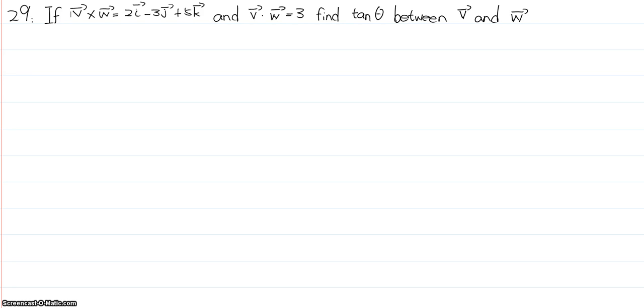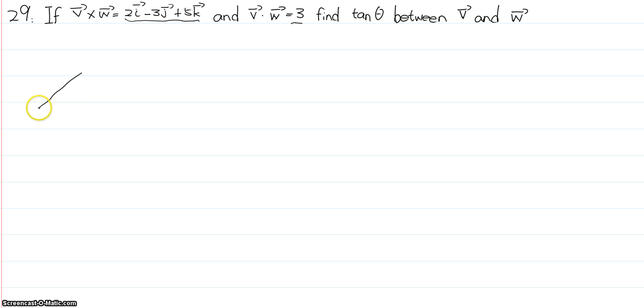Hello everyone. Now I'm going to do a problem with the dot product and the cross product. This probably is the most interesting problem I find so far in section 13.4. It's asking that if you know that the cross product of v and w is the same, and you know that the dot product of v and w is 3. Now it's asking you to find the tangent of theta, which theta is the angle between v and w.